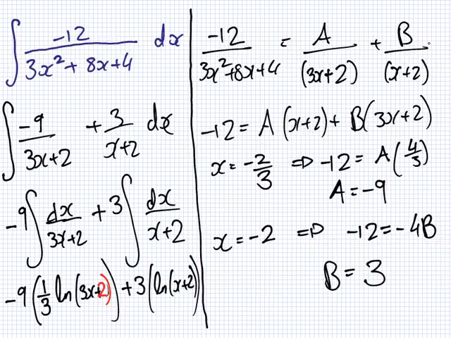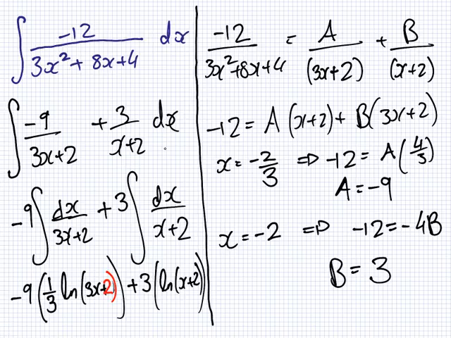Now, usually in the exam, they'll put in some limits here, like for example, 0 and 1. So that means we have to put 0 and 1 in here. In the exam, they usually want the exact answer, not a decimal answer, so we have to simplify it. So let's put in the 0 and 1 now.